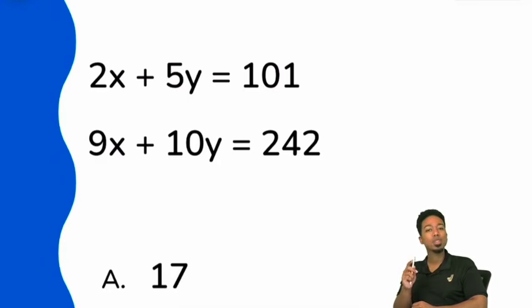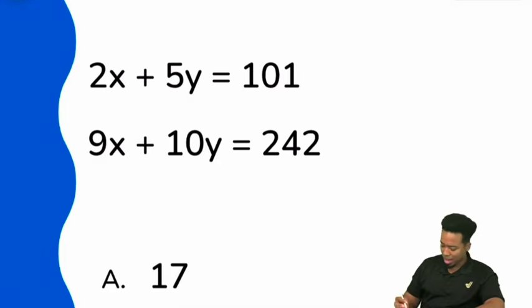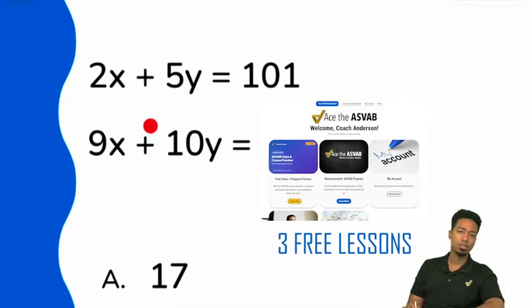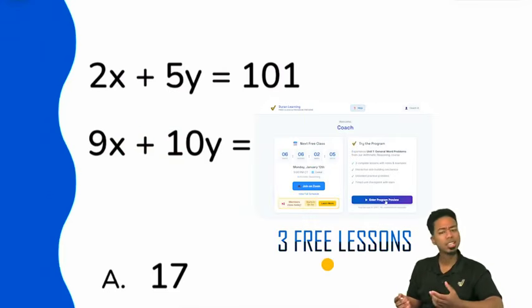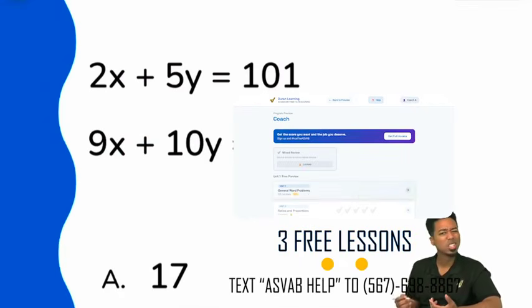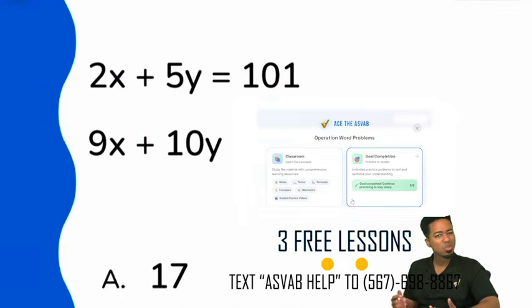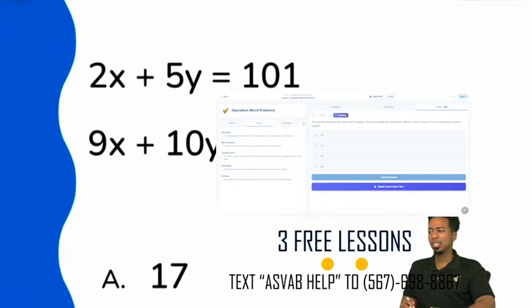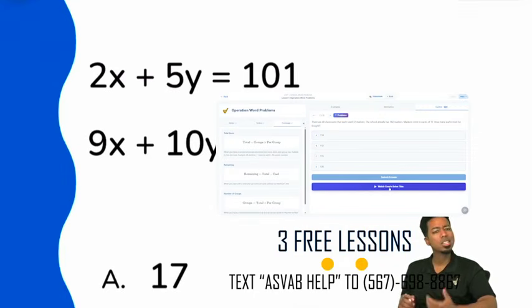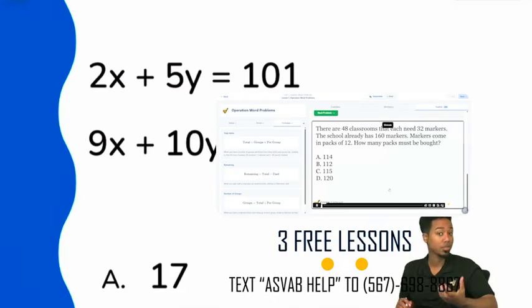Okay, so let me show you how to do this one, everybody. Think about it like this. If I wanted to replace, I would need one of these letters by themselves. Do we have any of these letters by themselves? No, we don't. And so because of that, I can't really replace anything. To cancel, I need the same letter or the same number in front of the letters.